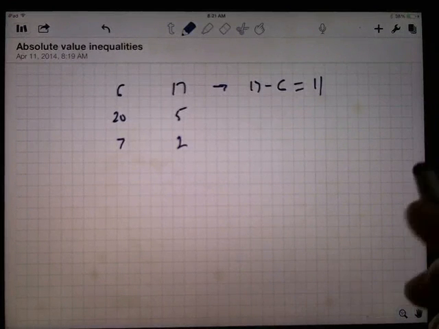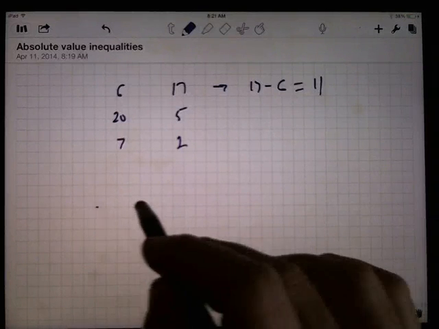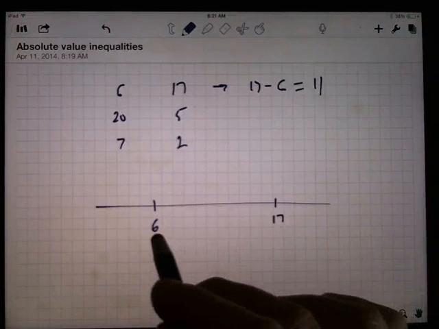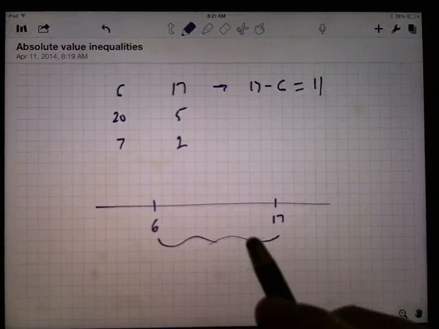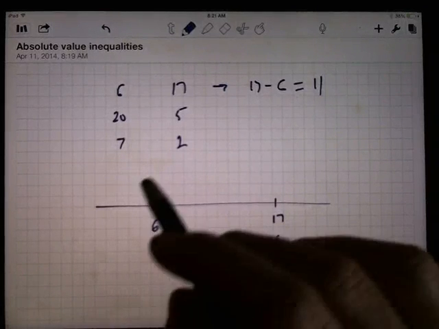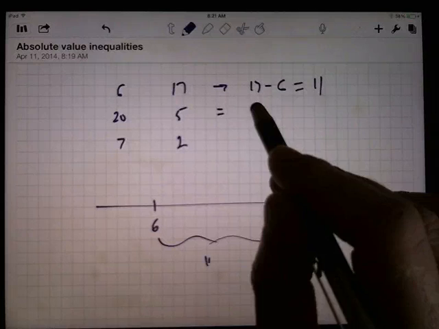And when I say the distance between them, I guess I'm thinking on a number line, right? You've got 6 right here, and you've got 17 over here, and the question is, how far apart are they? And we determine that's 11. If I said, well, how about 20 and 5?